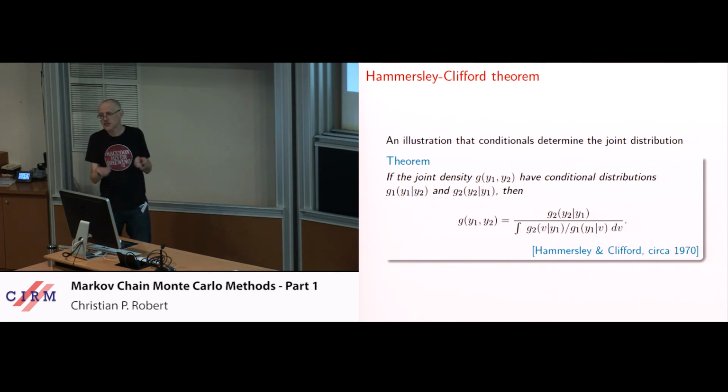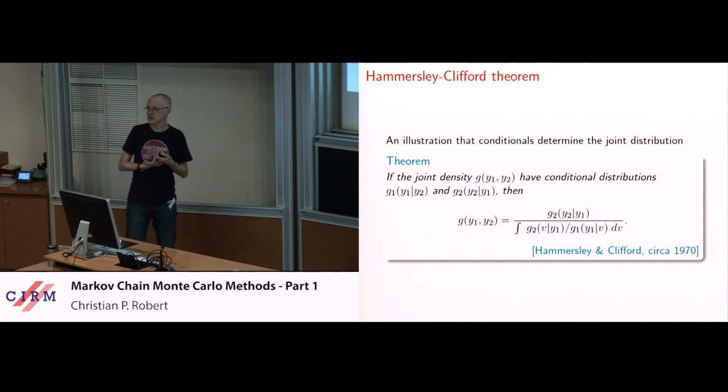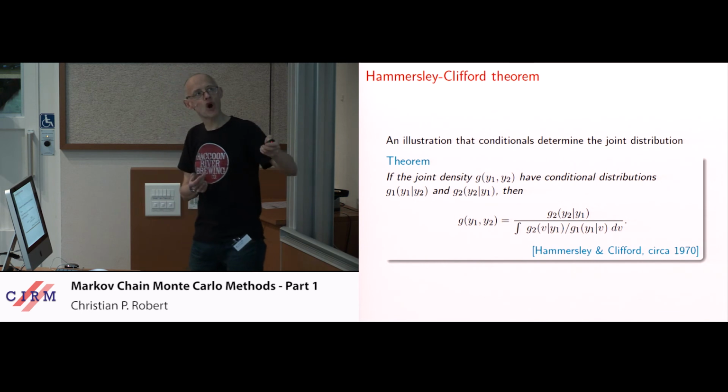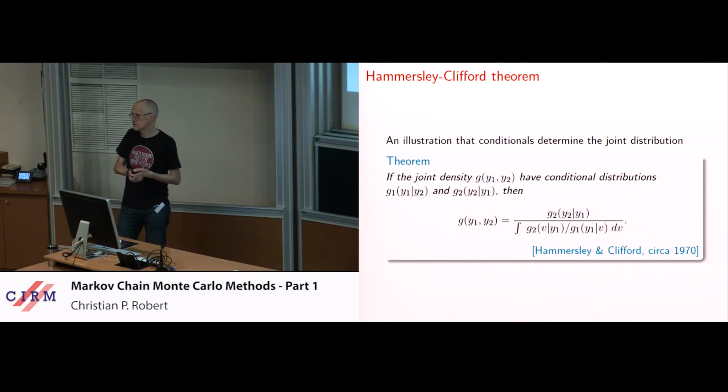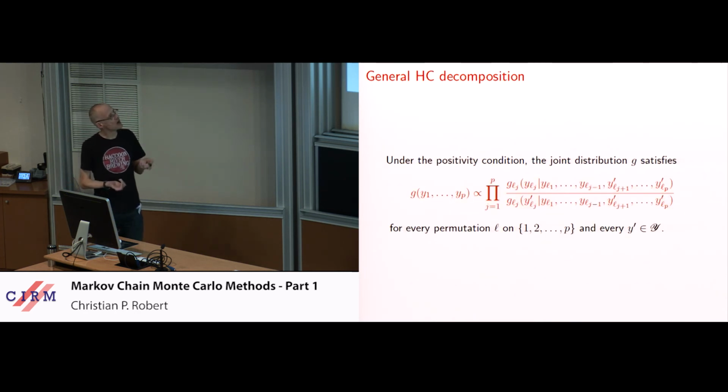There is a justification to Gibbs sampling, which is the Hammersley-Clifford theorem, namely that if you have a collection of conditionals, you can recover the joint. So for instance, if you have only two components, and if you know both conditionals G1 and G2, the joint is given by this ratio. So if numerically you can compute G1 and G2, then you get the joint. And there is a general version of that theorem, which is that up to a constant, the joint is given by a product of ratios of full conditionals, where y prime is any arbitrary fixed value.